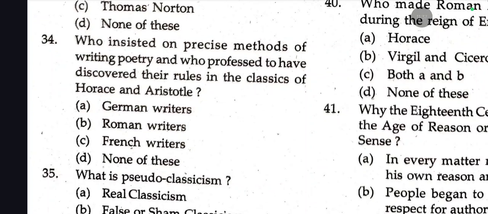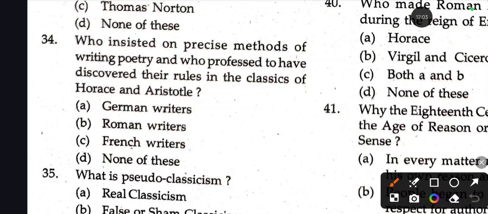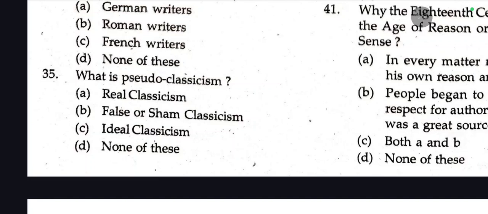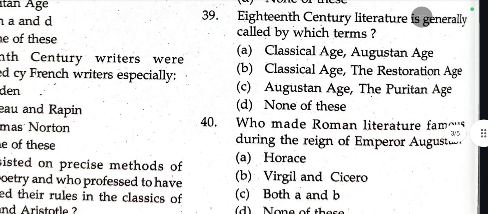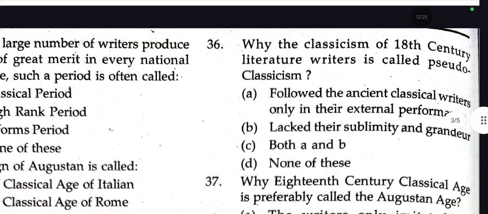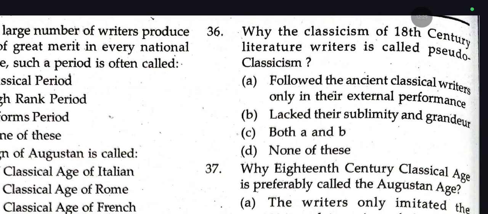Question number 34. Who insisted on precise methods of writing poetry and professed to have discovered their rules in the classics of Horace and Aristotle? French writers insisted on the precise methods of writing poetry. Answer will be option C. Question number 35. What is pseudo-classicism? Pseudo-classicism can be referred to as false or sham classicism. Answer will be B.